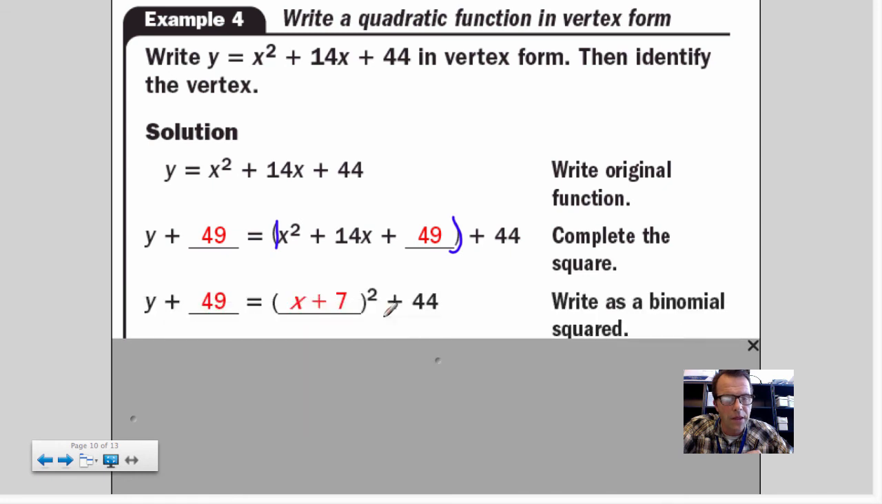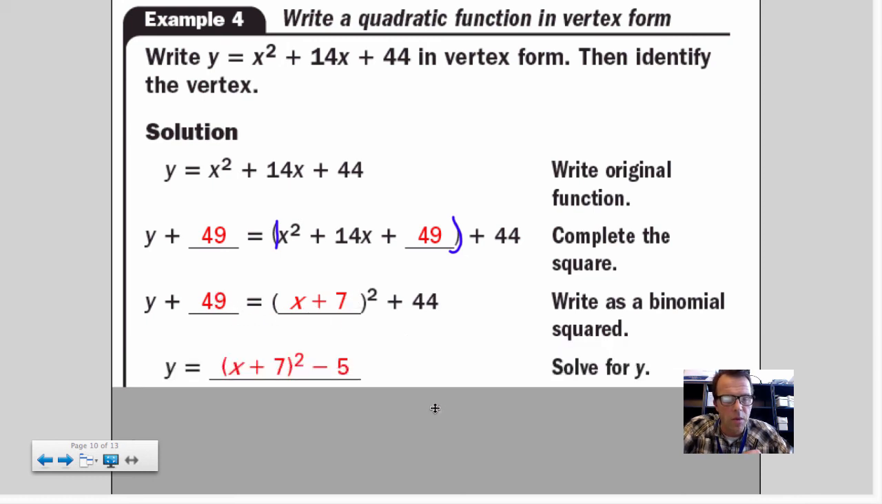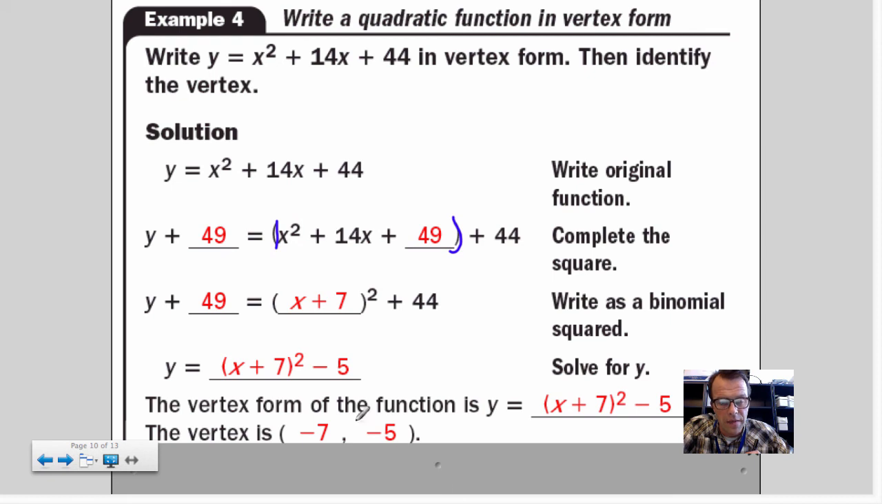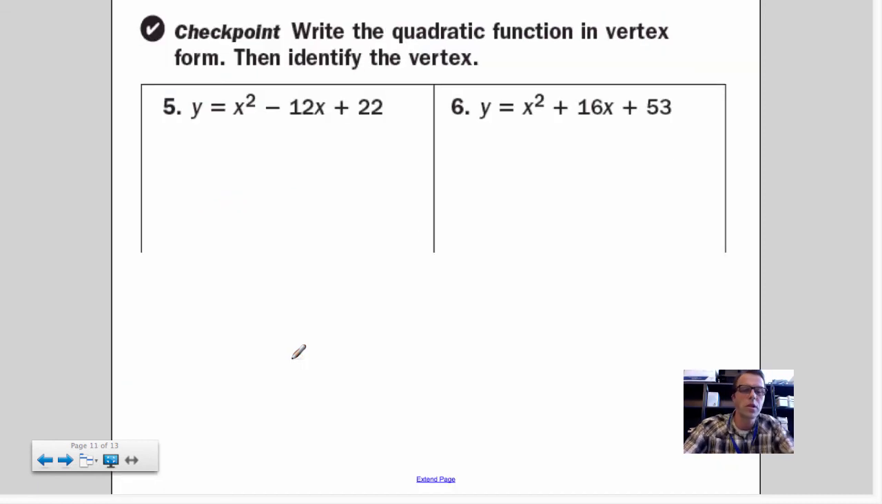I'm going to factor this trinomial into this binomial squared. Notice this 49 is still hanging out over there, so I'm going to finally subtract it over. And now you can see this is vertex form, right? And the vertex is clearly at negative 7, negative 5. So a nice method to go to vertex form and to find the vertex. Why don't you go ahead and try these 2 problems, and we're almost done.